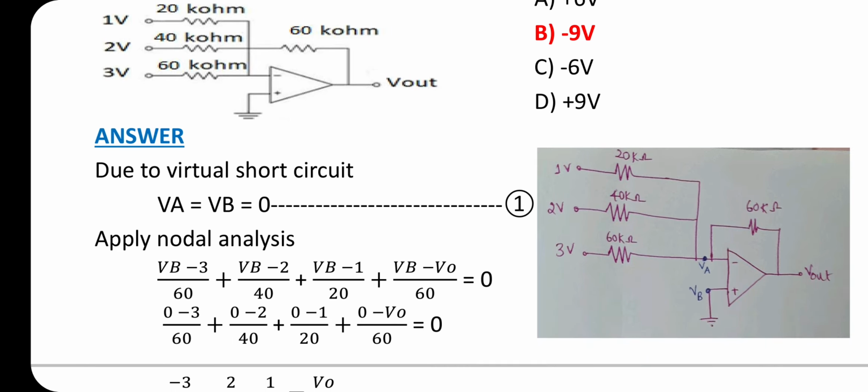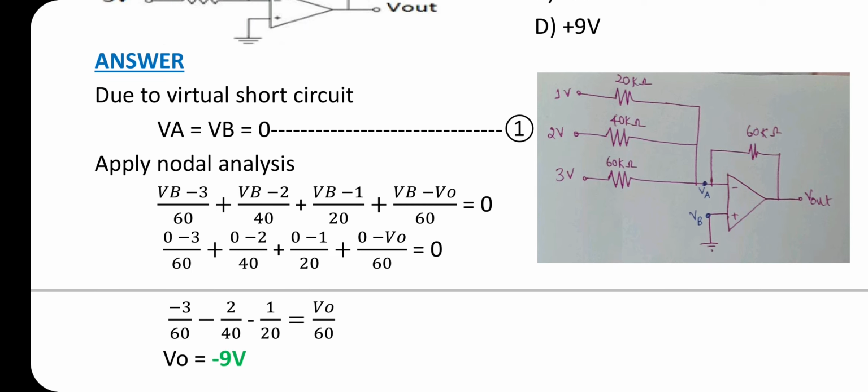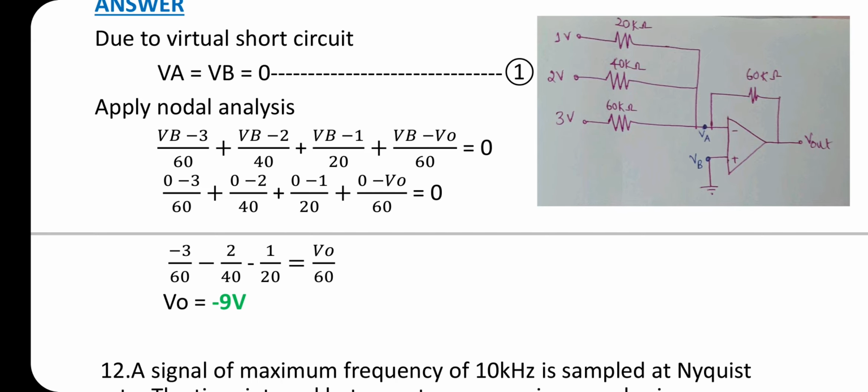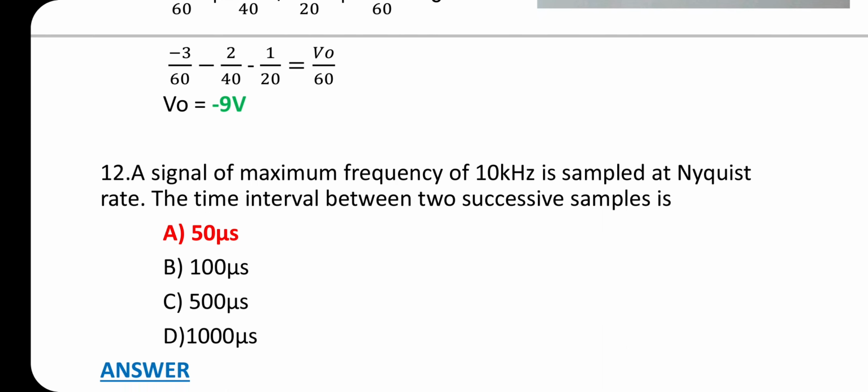Due to virtual ground or virtual short circuit, VA equal to VB equal to 0. Look at the figure. Apply nodal analysis. (VB minus 3) by 60, VB and V are equal. (VB minus 3) by 60 plus (VB minus 2) by 40 plus (VB minus 1) by 20 plus (VB minus V0) by 60 equal to 0. After solving, we will get V0 equal to minus 9 volt.